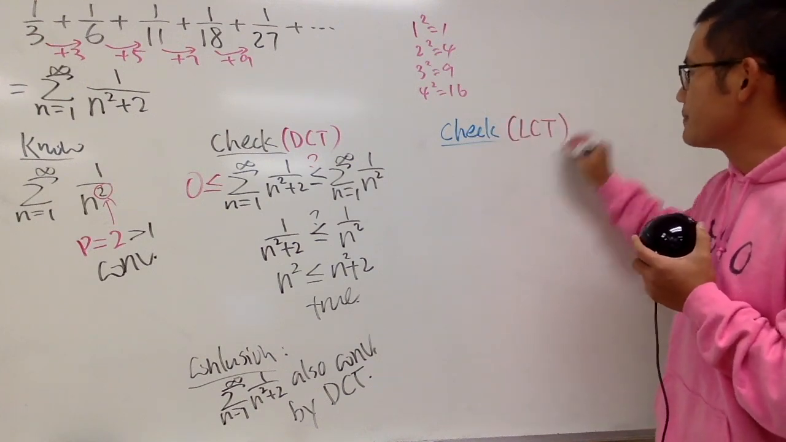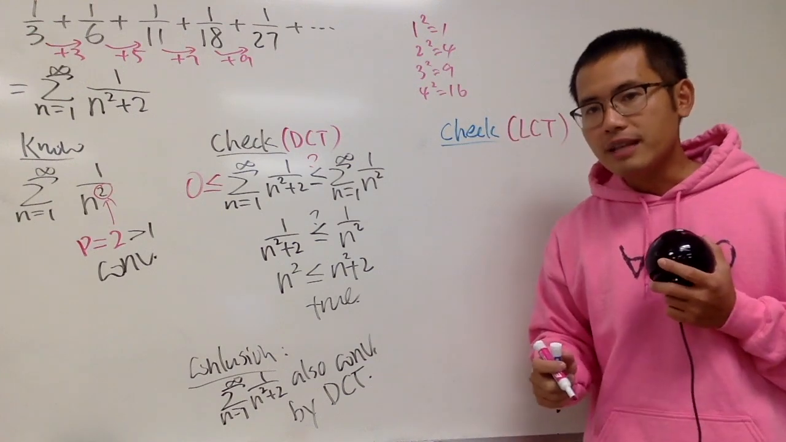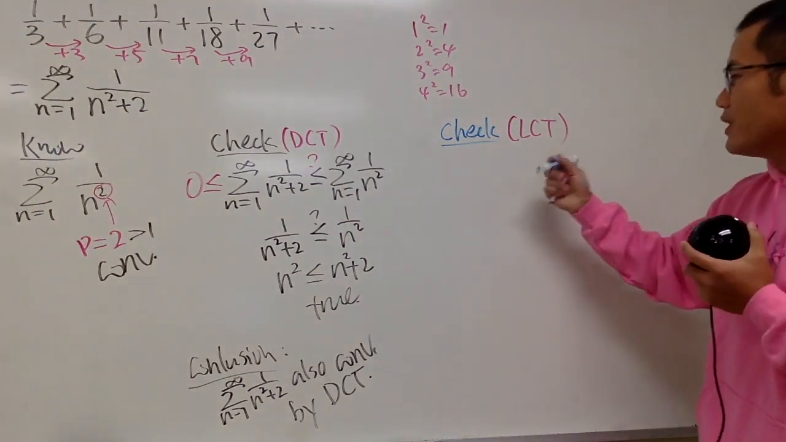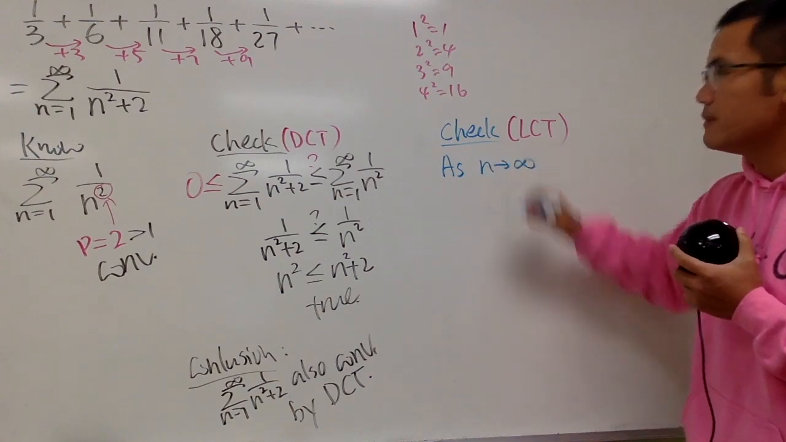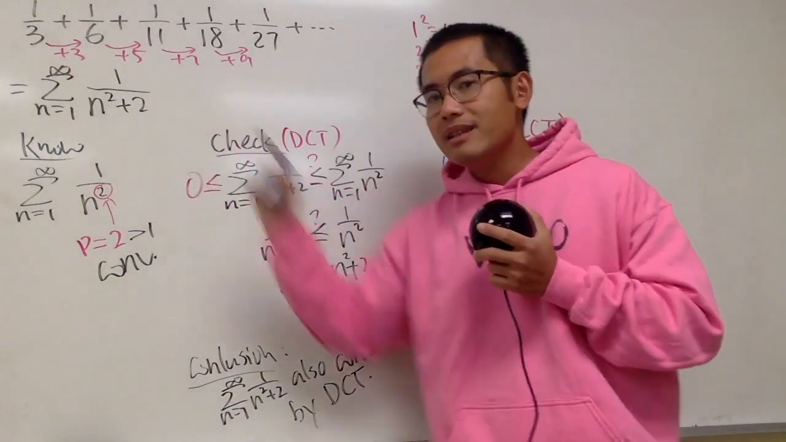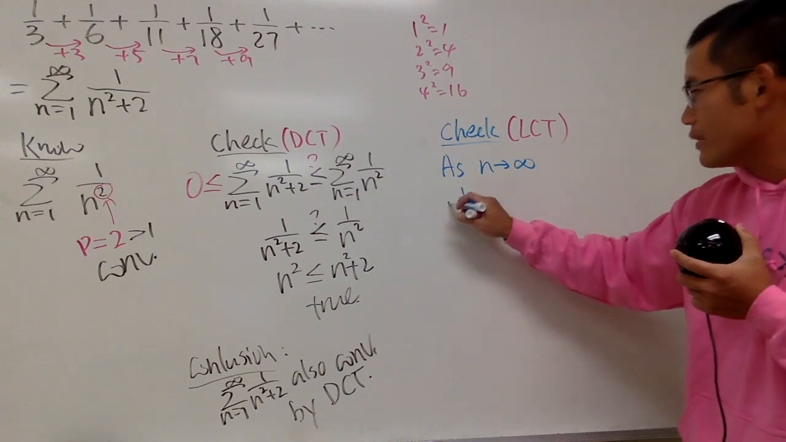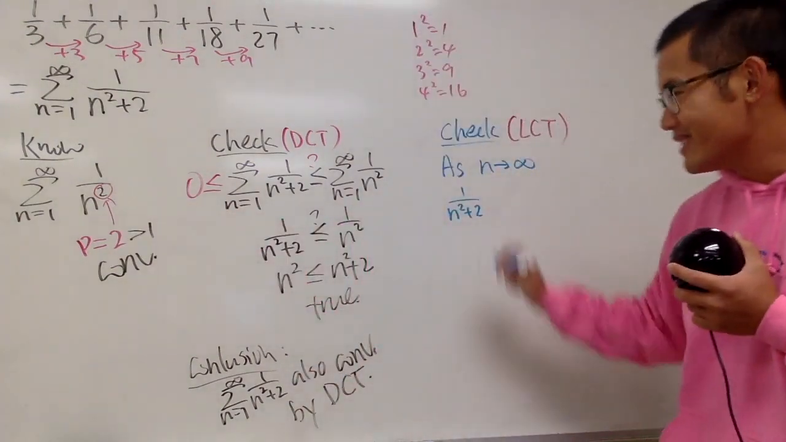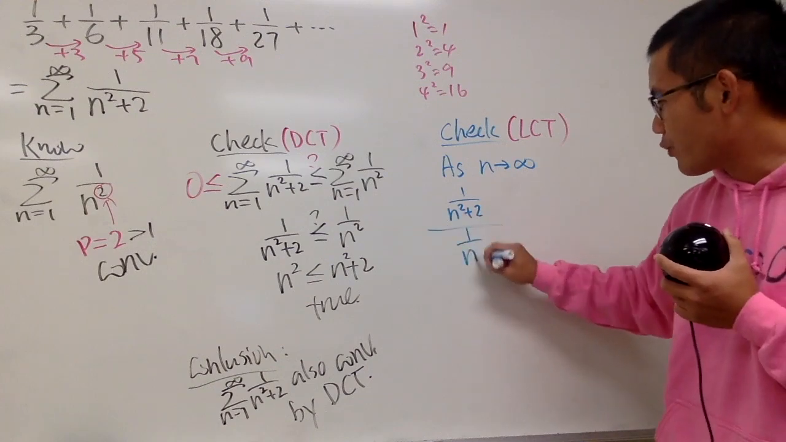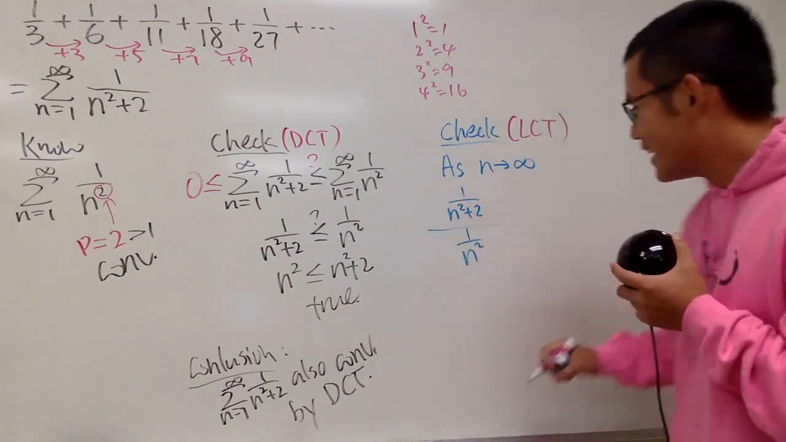Limit comparison test. For the limit comparison test, of course, you take the limit. So first of all, I will just put down, well, that's as n goes to infinity. And put down the one that we're trying to do on the top, 1 over n squared plus 2. And put down the one that we know on the bottom. And again, we're just comparing the formula. That's the idea right here, right?